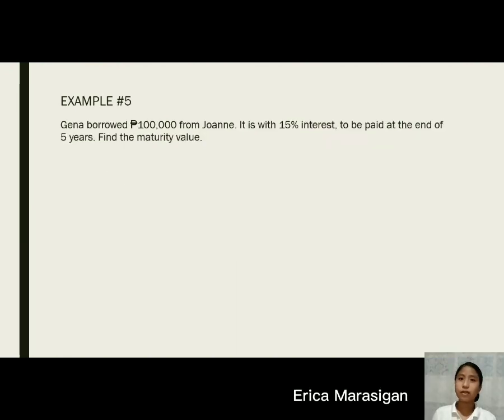Example number 5. Jhanna borrowed 100,000 pesos from Joanne. It is with 15% interest to be paid at the end of 5 years. Find the maturity value. To find the overall amount to be paid, use the maturity value formula. Let's now substitute the given first. You can say that MV is equal to the rate, which is 0.15, times the time, which is 5 years, added to 1 and multiplied by 100,000.